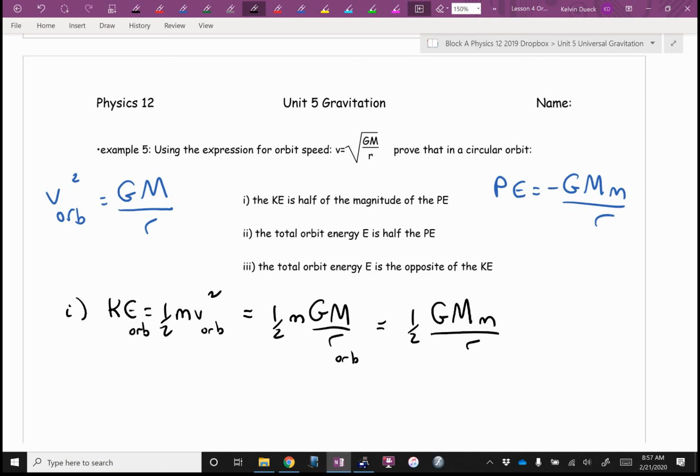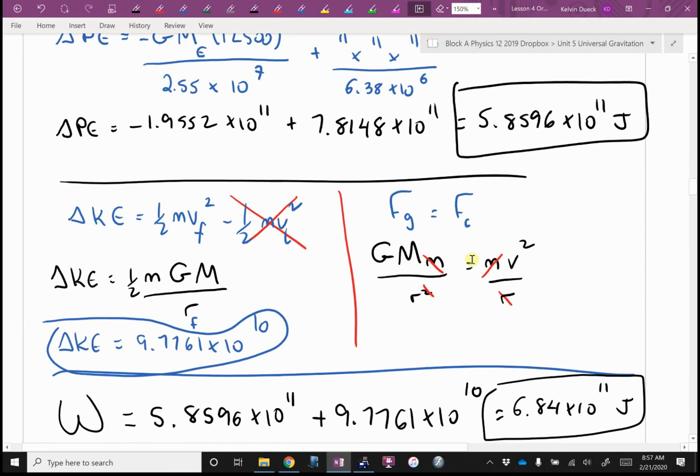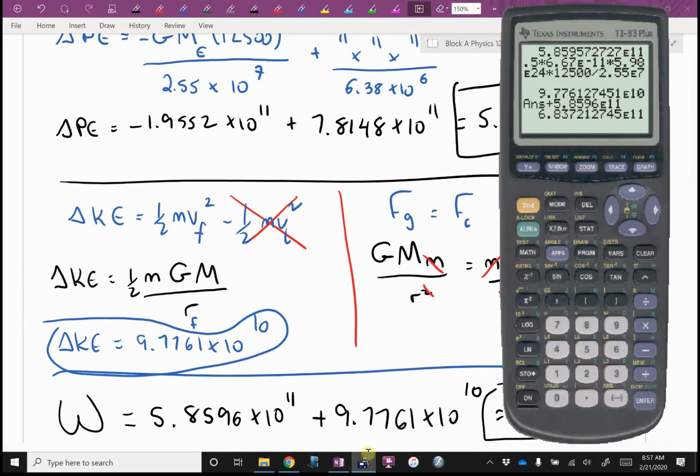When do I use that? If I'm doing an orbital analysis, for what it's worth, see this number right here, the 1.9552 times 10 to the 11th? If I wanted a shortcut to find the kinetic energy in orbit, I could have just done that. See it? Now, this doesn't quite match because I carried extra sig figs, but if I had divided by 2, it's a built-in error check, Liam.